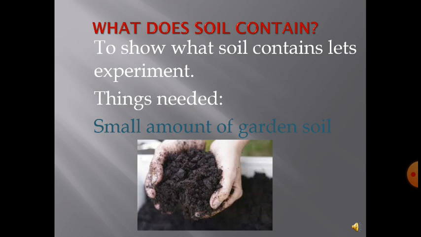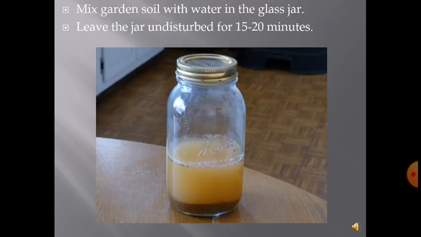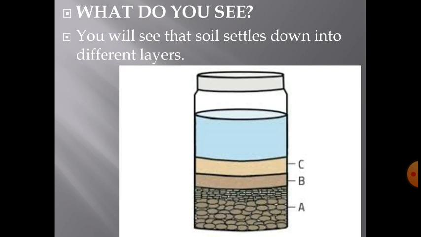Things needed: a small amount of garden soil, water, and a glass jar. Mix garden soil with water in the glass jar. Leave the jar undisturbed for 15 to 20 minutes. Undisturbed means don't touch it.